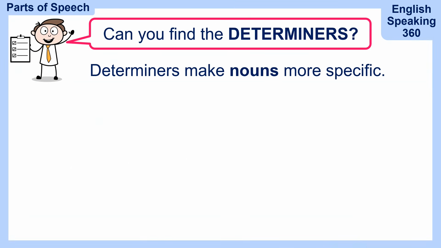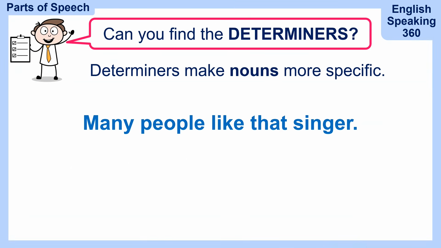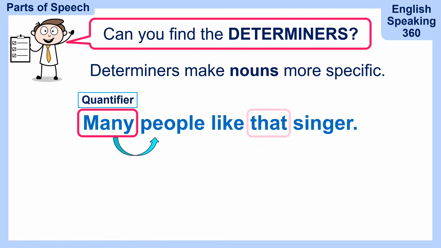Can you find the determiners? Here's your sentence. Many people like that singer. The first determiner is "many." People like that singer, very general. Many people like that singer, much more specific. And "many" is a quantifier. The second one is "that." "That" points to singer, that singer. "That" is a demonstrative determiner.